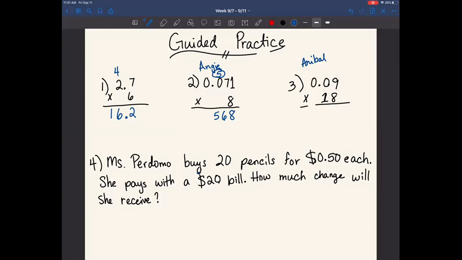So the last multiplication is what? It's going to be 8 times 0. Yes. So 0. Now where does my decimal go? In between the 5 and the 6. So not between the 5 and the 6. Remember, there's 3 of them. I go 1, 2, 3. Okay. All right. Thank you, Angie.